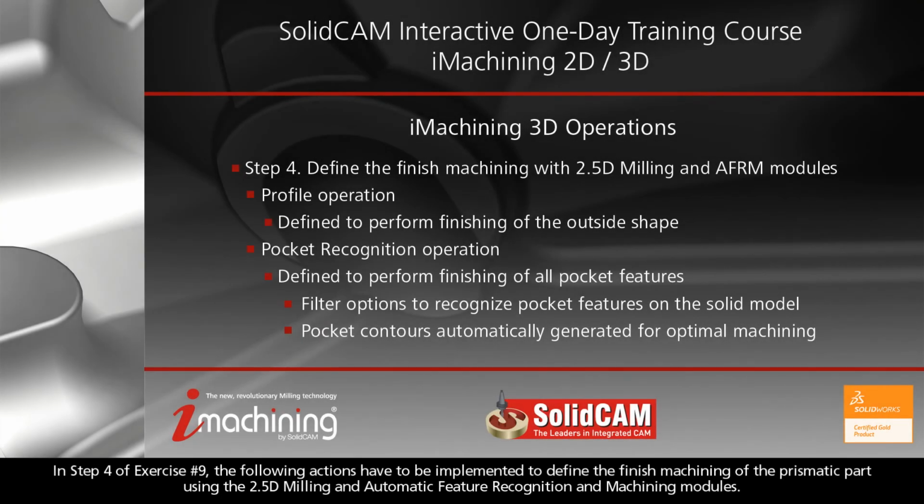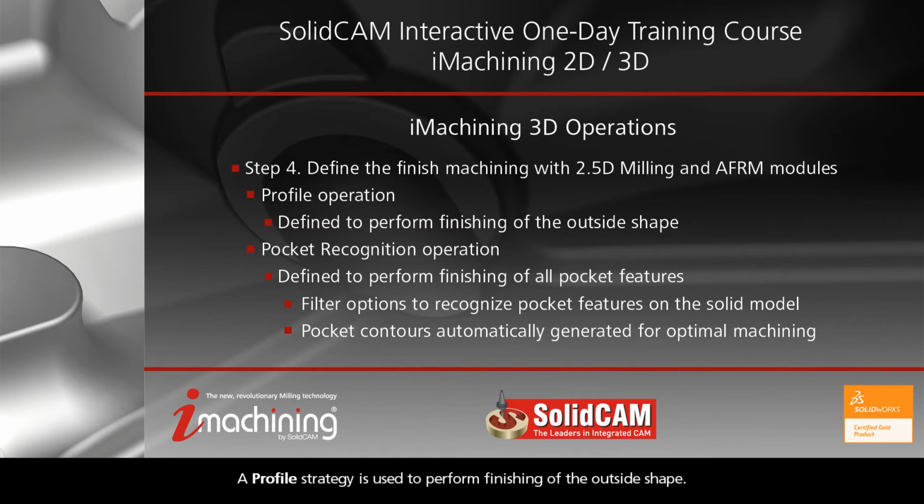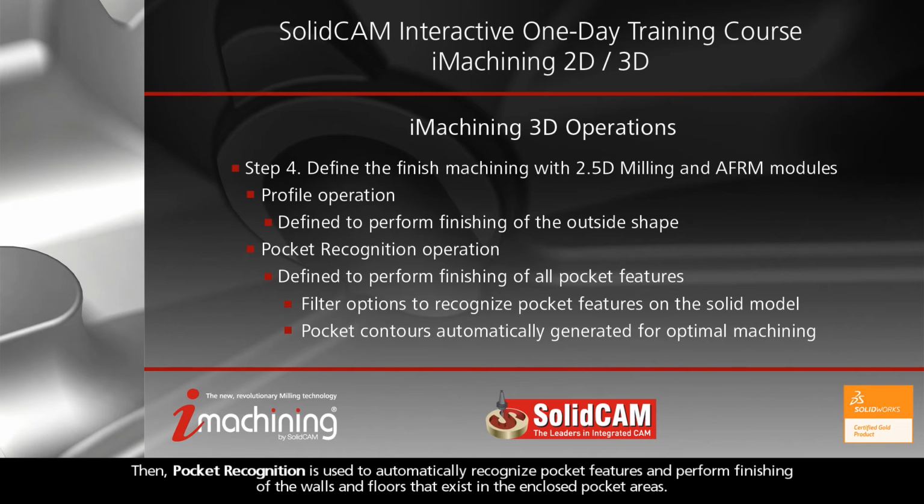In step 4 of exercise number 9, the following actions have to be implemented to define the finished machining of the prismatic part using the 2.5D milling and automatic feature recognition and machining modules. A profile strategy is used to perform finishing of the outside shape. Then, pocket recognition is used to automatically recognize pocket features and perform finishing of the walls and floors that exist in the enclosed pocket areas.